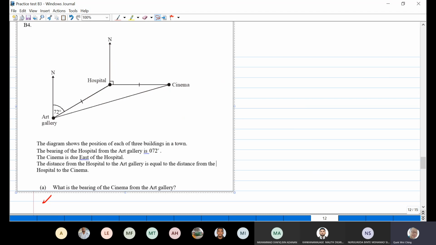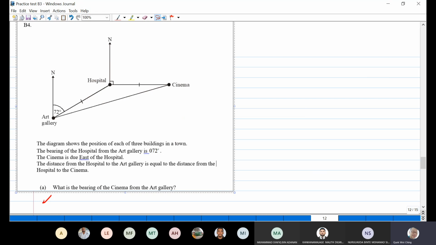Okay, the bearing of hospital from art gallery is 72 degrees, true bearing. The cinema is due east of hospital. The distance from hospital to art gallery is equal to the distance from hospital to cinema. So art gallery to hospital and hospital to cinema, the distance is the same. What is the bearing of cinema from art gallery?